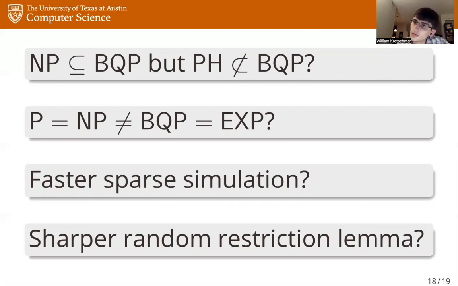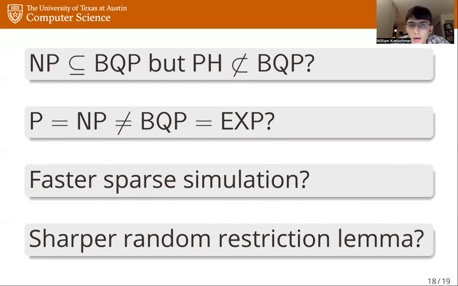Another interesting direction to explore would be to get oracle separations similar to what we proved, but where BQP is even more powerful. For example, one result we had was an oracle where P equals NP, but it's not equal to BQP, and BQP is also equal to something like P to the sharp P. There's a question of whether you can make that P to the sharp P even more powerful, say by making P equal NP and BQP equal to something bigger.